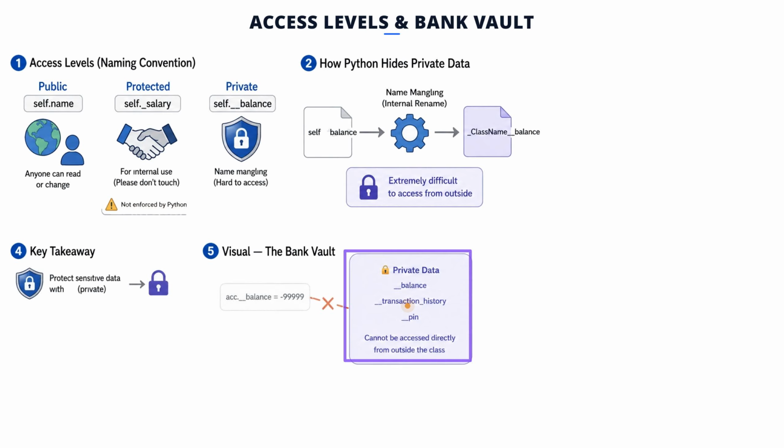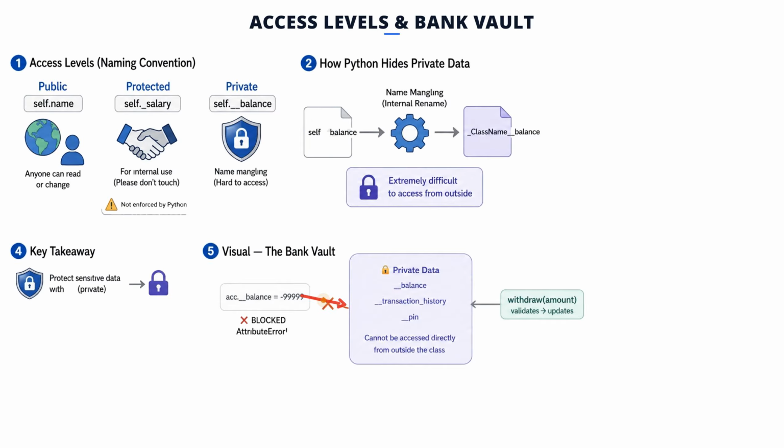On the left side, we see an attempt to directly modify the data saying account.balance equals -99999. Because this data is private, Python immediately blocks this action and throws an attribute error. You simply cannot reach into the object and overwrite its core data. So how do we interact with it?